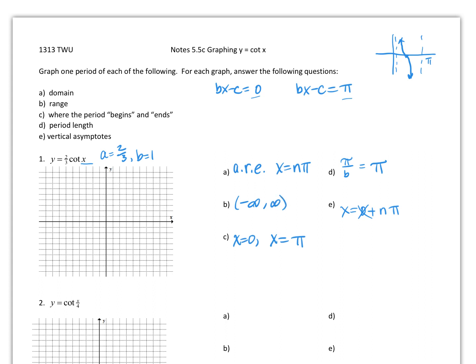Okay, so maybe we should graph this thing. We know there's an asymptote at 0. And I'm just going to take 4 tick marks to get to pi. You don't have to, but just label. And right in the center. Now, a is 2/3, which means it's not going to be as steep. It's going to flatten out a little bit and still get close to the asymptote. So it's going to be flatter. It's hard to draw, but that's what the a value is doing. Okay, so there's that one.